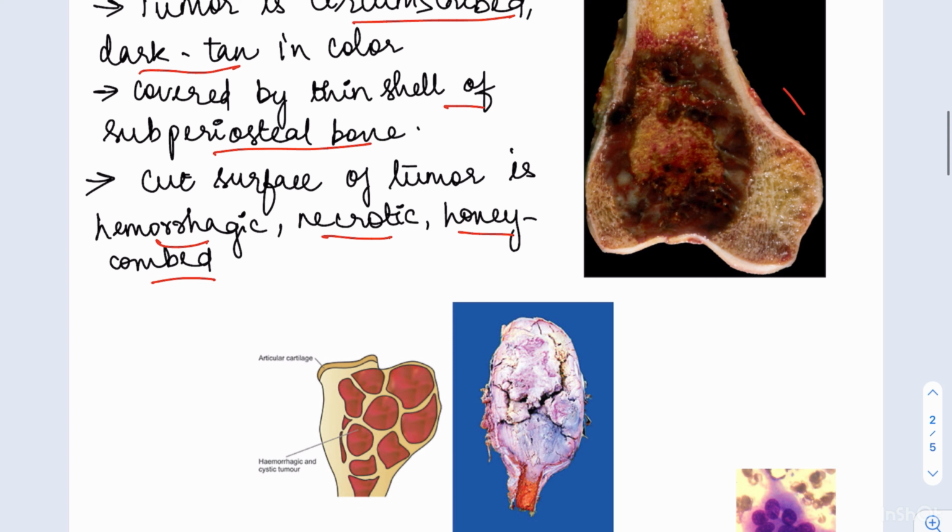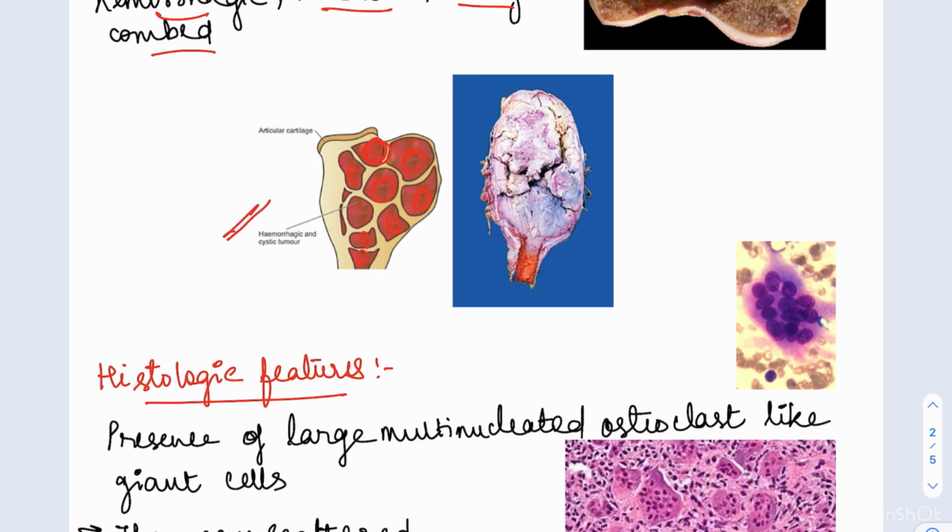So this is the image in which we can clearly appreciate the honeycombed appearance with all the blood clots. This almost blackish appearance which we see in this picture may denote the necrotic areas, and all the reddish areas indicate the hemorrhages.